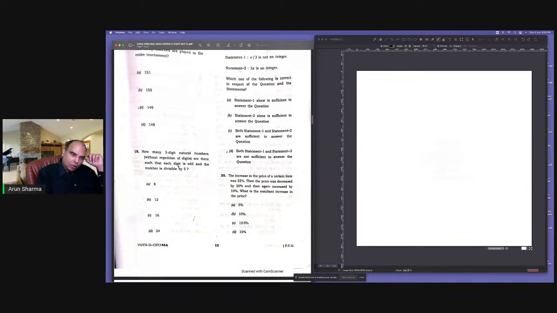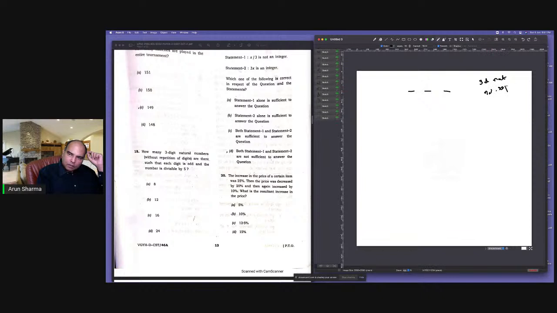Let's look at 18. How many 3 digit natural numbers without repetition of digits are there such that each digit is odd and the number is not equal to 5. So again permutation combination, counting. Three conditions: 3 digit natural numbers, no repetition of digits, and each digit odd. Now 5 comes in here first. All odd digits, each is odd, and no repetition of digits.